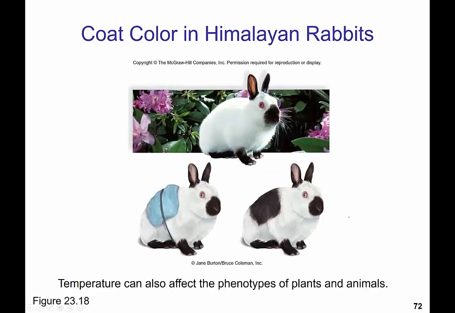So if we're looking at a Himalayan rabbit that naturally has darker paws, darker nose, darker ears, can't see the tail, but that would also be black. I wouldn't recommend really carrying this experiment out at home, but if you were to shave your Himalayan rabbit and put an ice pack over that area, then that fur should grow back dark. So showing how temperature can affect phenotypes of plants and animals.